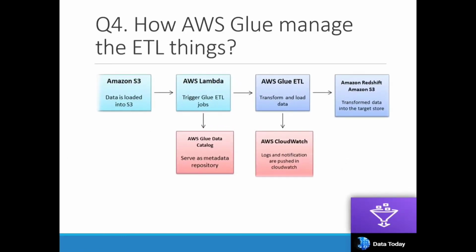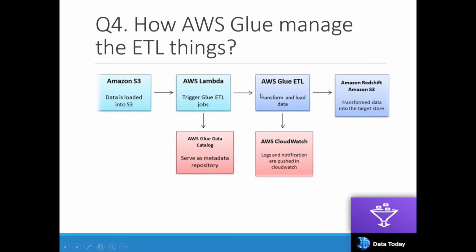How does AWS Glue manage the ETL things? It's a very important question, and we will see it by an example. Basically, we can load the data into an S3 bucket, and from there we can put a trigger, and it will trigger AWS Lambda. Lambda will trigger the Glue. Once data is available, Glue will take the data from the Glue data catalog, which serves as a metadata repository. The Glue job, which we write in Python or Scala, will do the transformation and load the data again into a different storage location, which in this example is Amazon Redshift, where the transformed data will be stored in target tables.